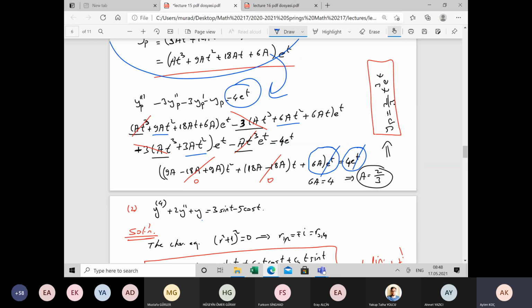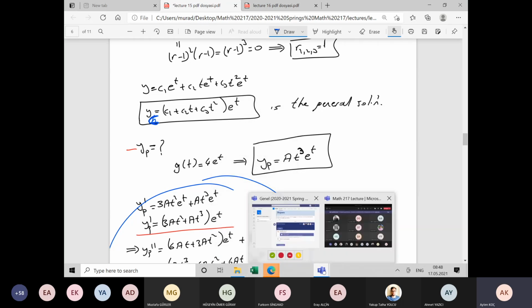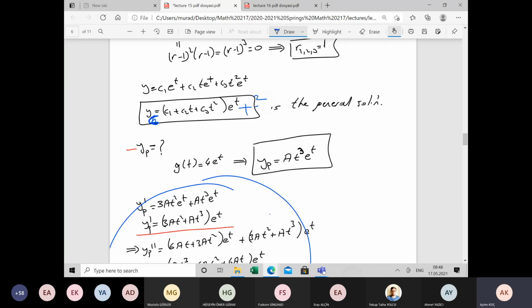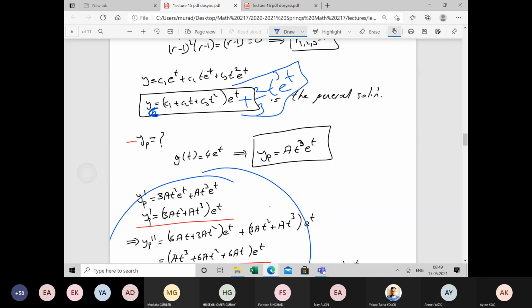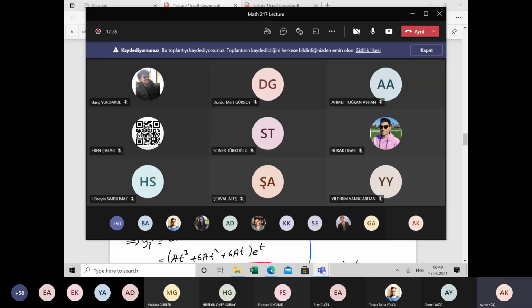So what's the general solution? The general solution is y sub h plus y sub p, where y sub p is 2 over 3 t cubed e to the t. This one is the general solution of the differential equation. Any question? Any question? No question. Okay.